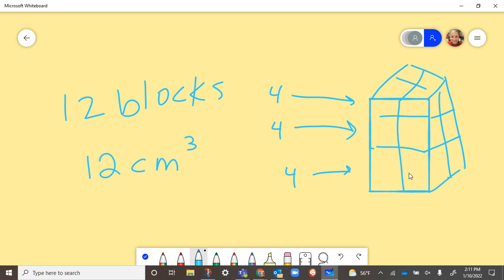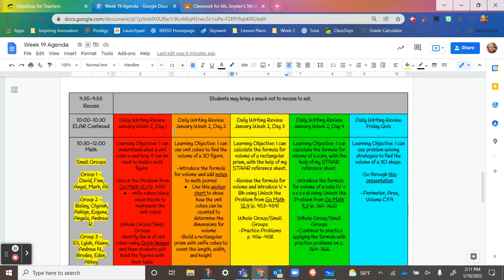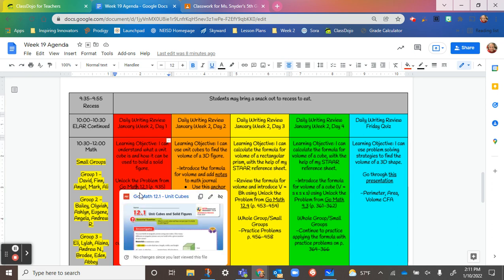And so the lesson that we looked at, the problems were in 12.1. You can click on this link here, or you can get it from your Launchpad.